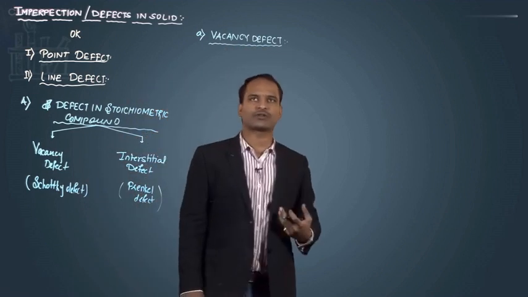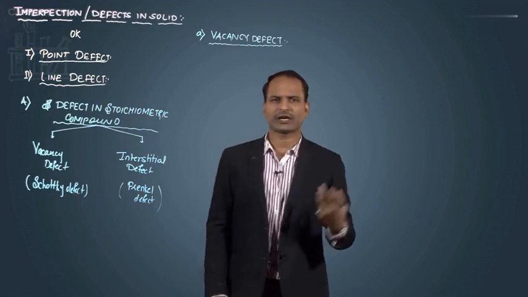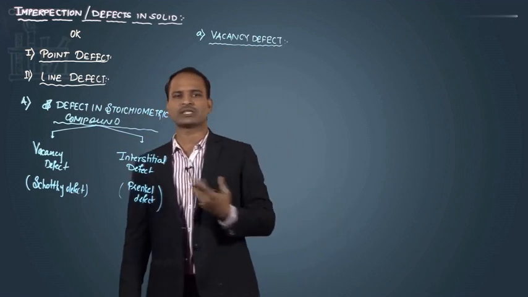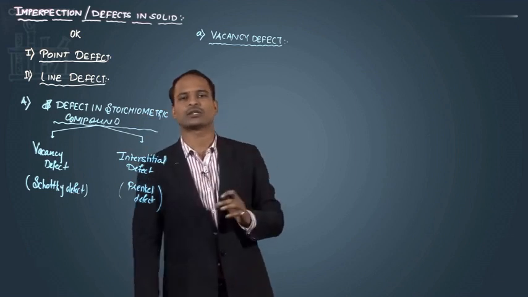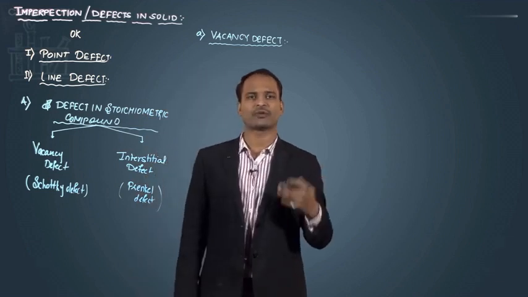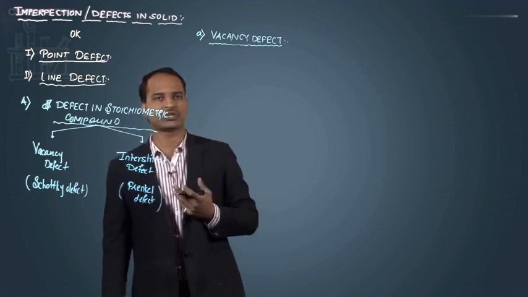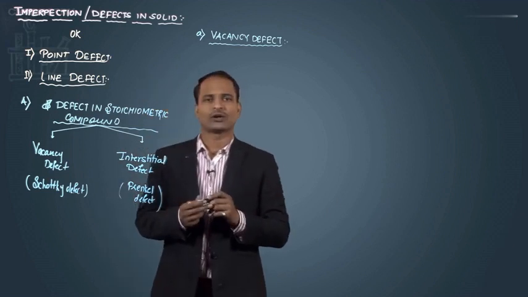What happens in case of vacancy defect? I can say that in case of vacancy defect, the constituent particles are missing from their position. The particles at the lattice point are not there. The particles are absent. That means we say that they are missing from their position. So, vacancy defect or vacancy.